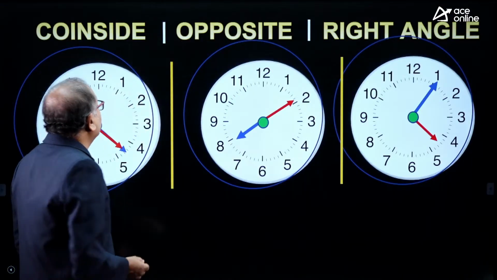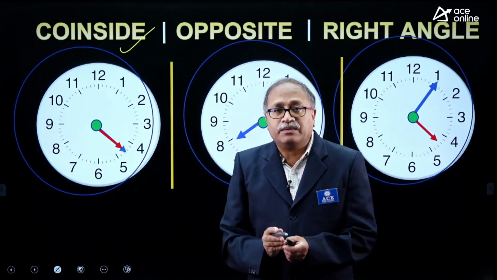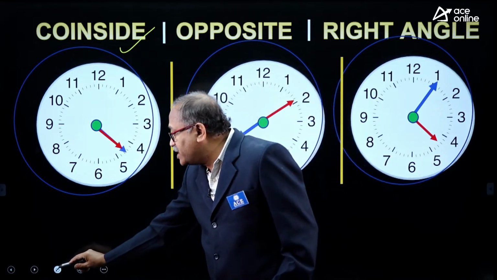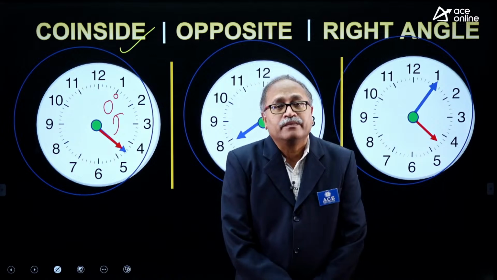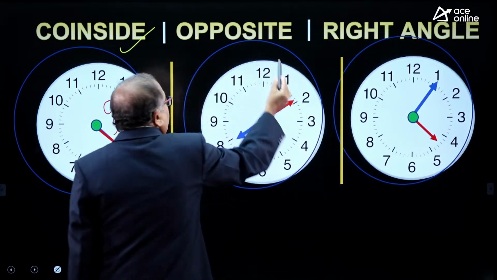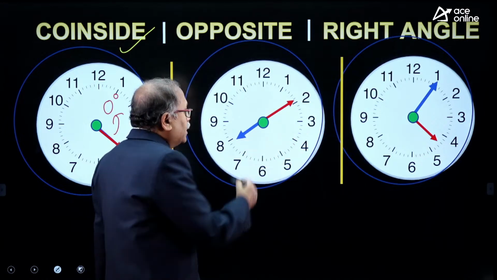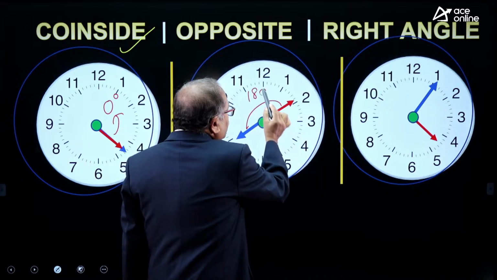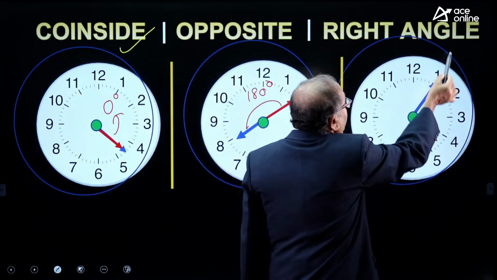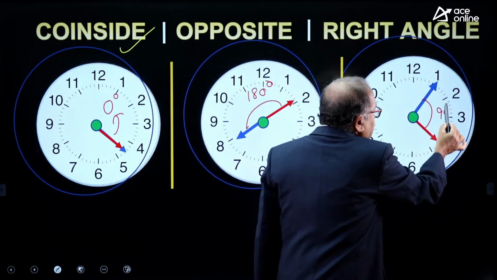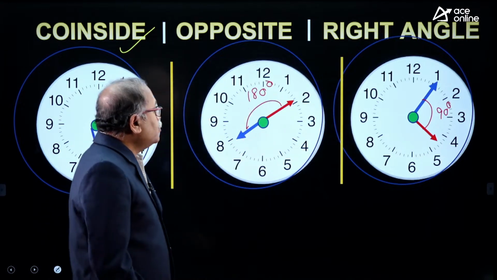Very first concept over here: when you say coincide, that means both the hands are on the same place. When both the hands are on the same place, what is the angle between the two hands? The angle between the two hands is 0 degrees. Now coming to the opposite, that means both the hands are on a straight line, and in this case the angle between the two hands is 180 degrees. And when we talk about the right angle, the angle between the two hands is 90 degrees. So these are very commonly asked questions. I am moving forward here.